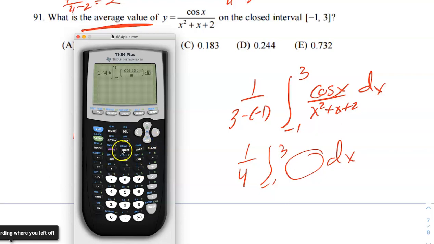This is why being ready is so important. We have like 4 or 5 trig problems. Plus x plus 2, and then dx over here. There we go. My answer is 0.18295. So 0.183, C.